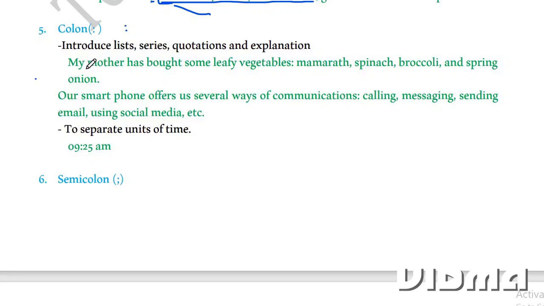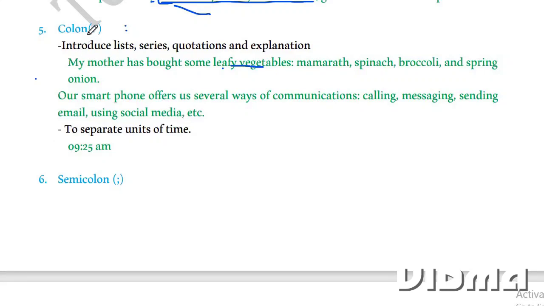Examples: My mother has bought some leafy vegetables: amaranth, spinach, broccoli, and spring onion. Look, my mother has bought some leafy vegetables, colon. After this, what are those leafy vegetables? Amaranth, spinach, broccoli, and spring onion. Next, our smartphone offers us several ways of communication, colon. So several ways of communication like calling, messaging, sending email, using social media, etc.